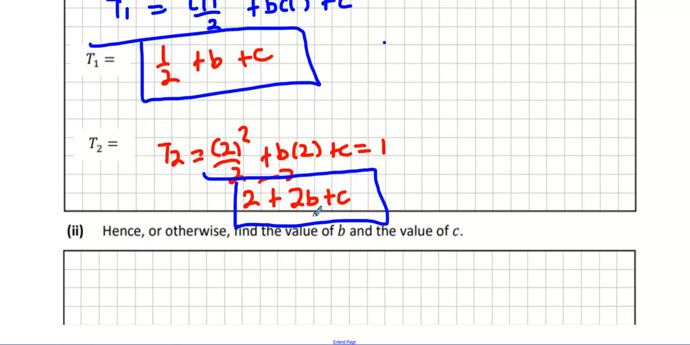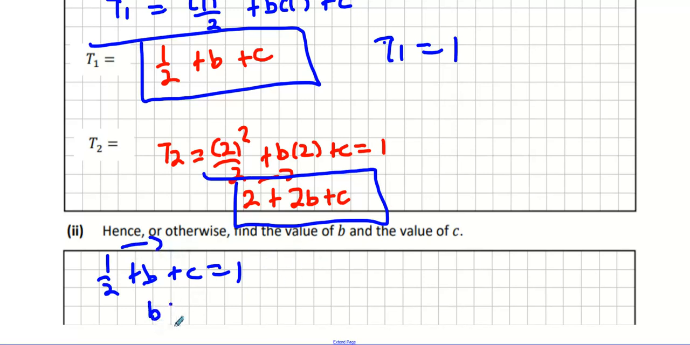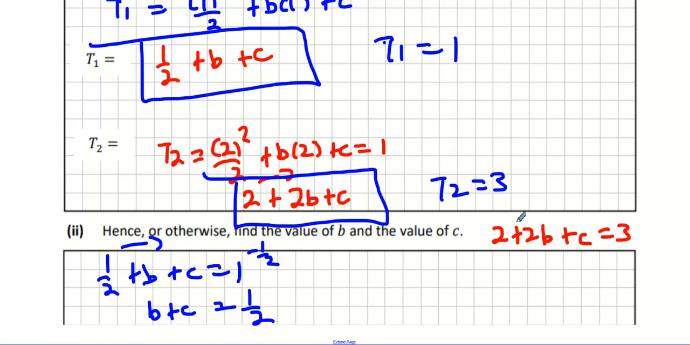Okay, so hence or otherwise find the value of B and C. So we know that T1 is 1. So we know that a half plus B plus C equals 1. Bring the half over the other side like we did earlier. And we get B plus C equals 1, take away a half, which is a half. And then we know that T2 equals 3. That means that 2 plus 2B plus C equals 3. Bring the 2 to the other side, and we get 2B plus C equals 3, take away 2, which is 1.